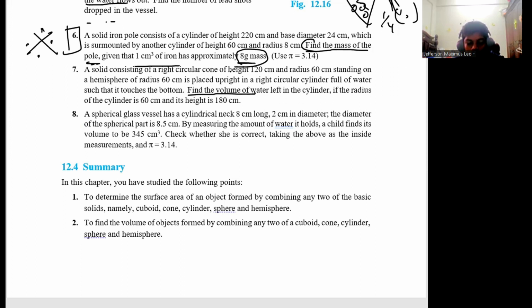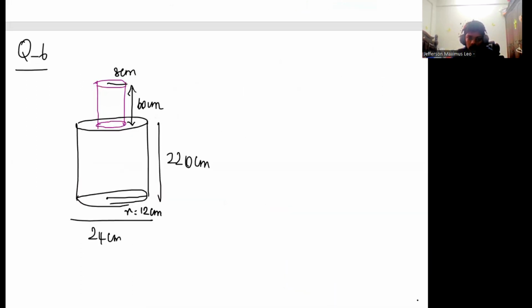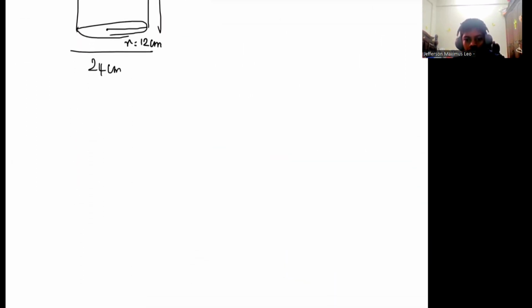1000 grams is equal to 1 kg. In this question, pi is specifically given as 3.14. So first, the volume of the big cylinder.